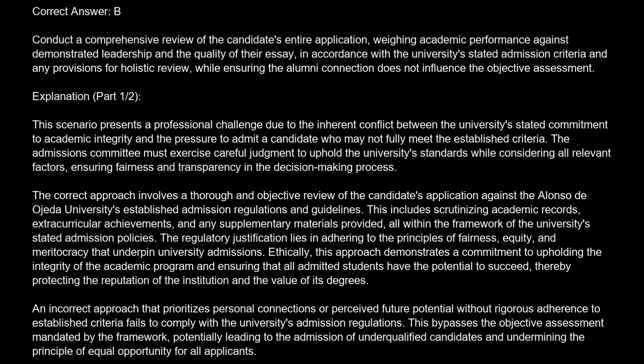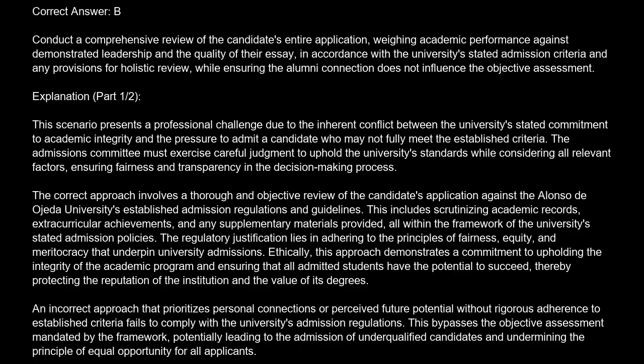Explanation: This scenario presents a professional challenge due to the inherent conflict between the university's stated commitment to academic integrity and the pressure to admit a candidate who may not fully meet the established criteria. The admissions committee must exercise careful judgment to uphold the university's standards while considering all relevant factors, ensuring fairness and transparency in the decision-making process.